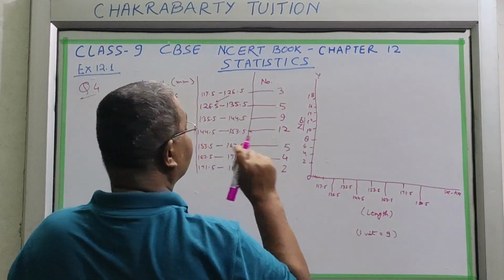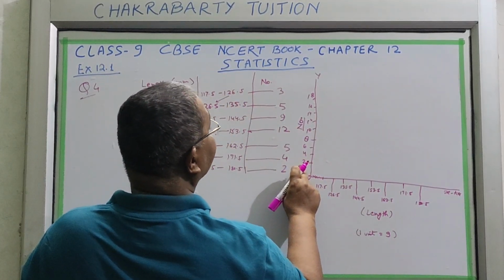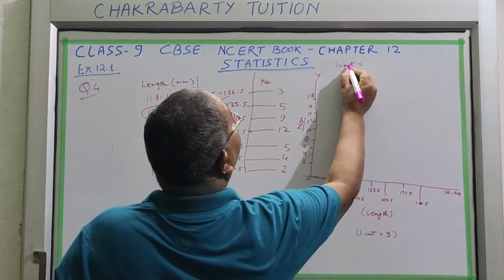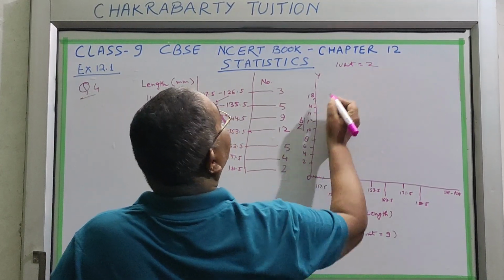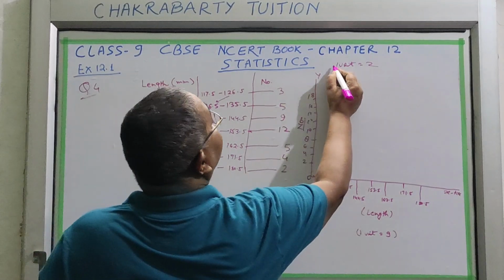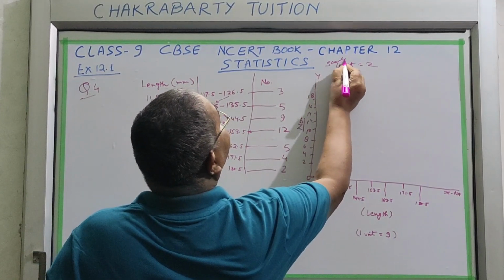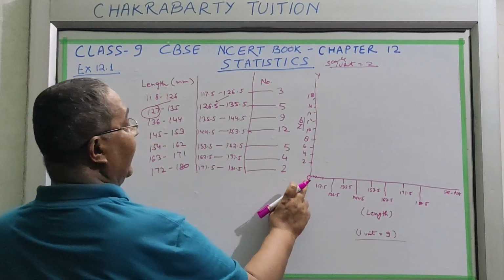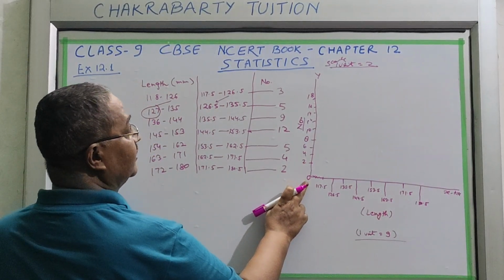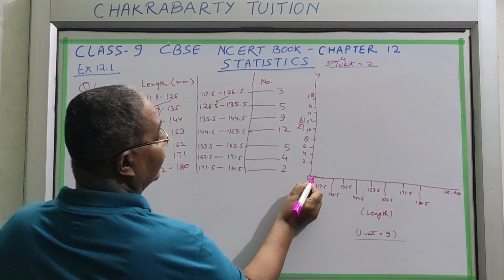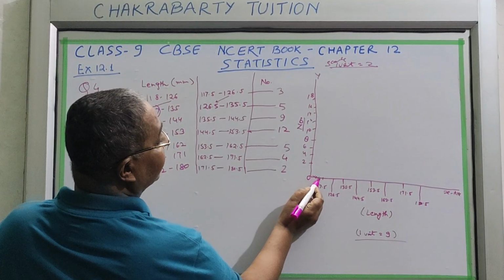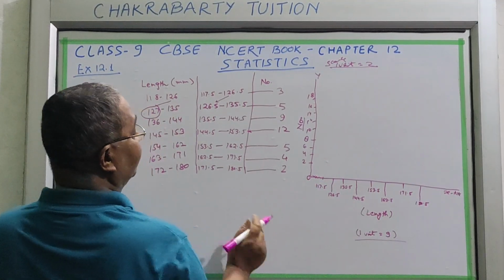So this scale you have to give. Here also the scale you have to give: 1 unit equal to 2. You have to give the scale also. Scale you always have to write. Now, when we do not start with 0, what happens? We make a kink here, just make this sign. It means something is left, and from here we will start.